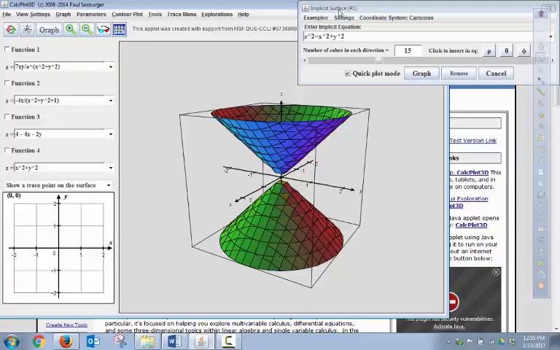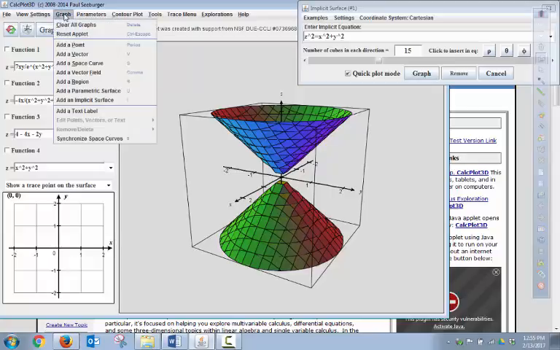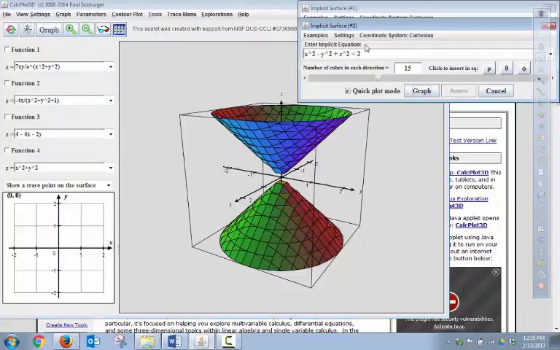So right now, implicit surface number 1, it says here in my window. I can throw in another implicit surface, like go to graph again, implicit surface. Well, I could throw in a different thing, but let's throw in another implicit surface. And, okay, can you guys look at this graph? It says x squared minus y squared plus z squared is equal to 2.